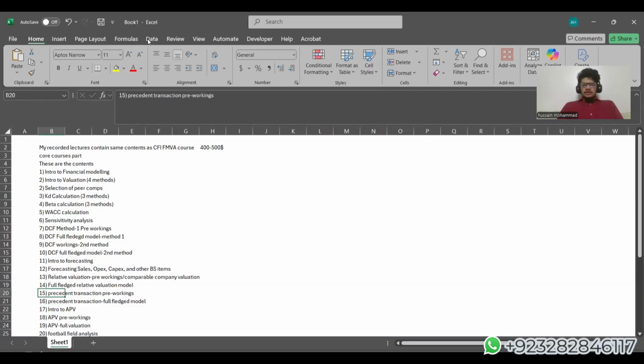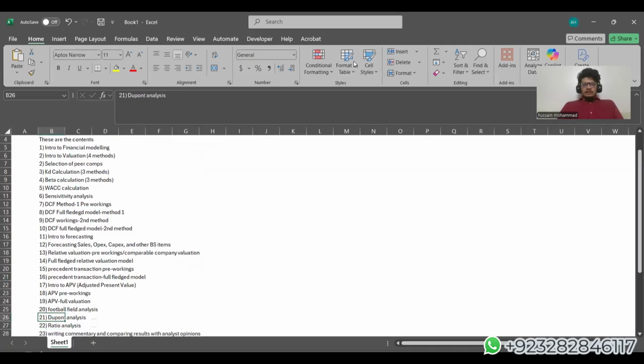So this is your third valuation method. First was DCF, second was relative valuation, also called comparable company valuation, third is precedent transaction valuation. Then fourth is adjusted present value. Going forward, you will learn how to make a proper APV valuation model of a company. We will do football field analysis, two-point analysis.